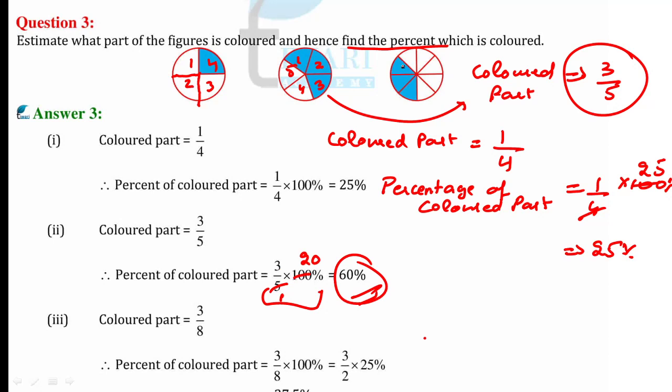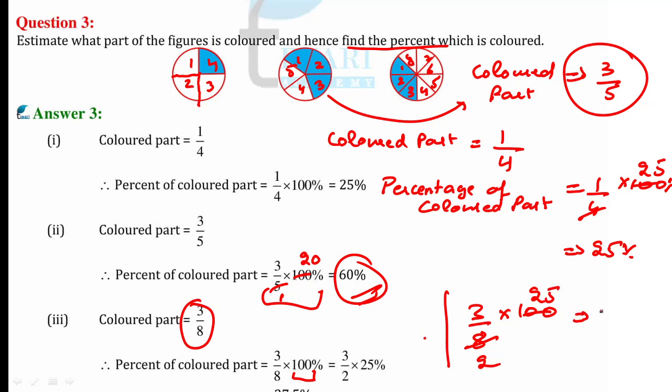In next part, how many colored parts are there? 1 2 3. 3 colored parts. Total parts are 4 5 6 7 8. So 3 upon 8 is your colored part, and in order to convert into percentage, you will multiply it by 100. So 3 upon 8 multiplied by 100. It will cancel on the table of 4. 4 to the 8, 4 25 the 100, 25 into 3 is 75. 75 upon 2%, or you will say 37.5% is your required answer. So next part we will do in our next videos.